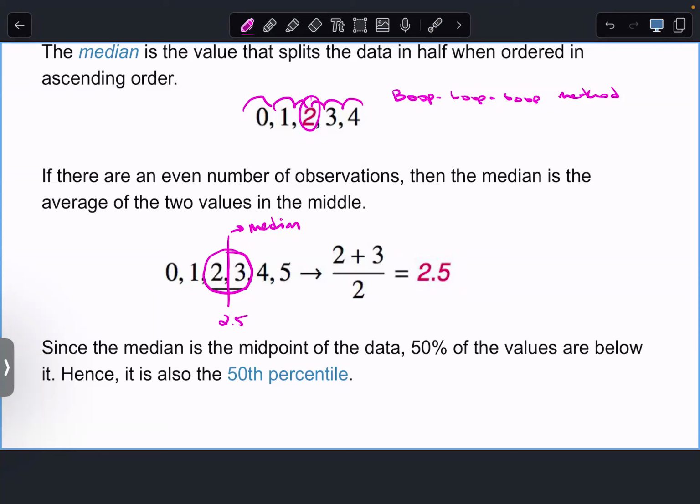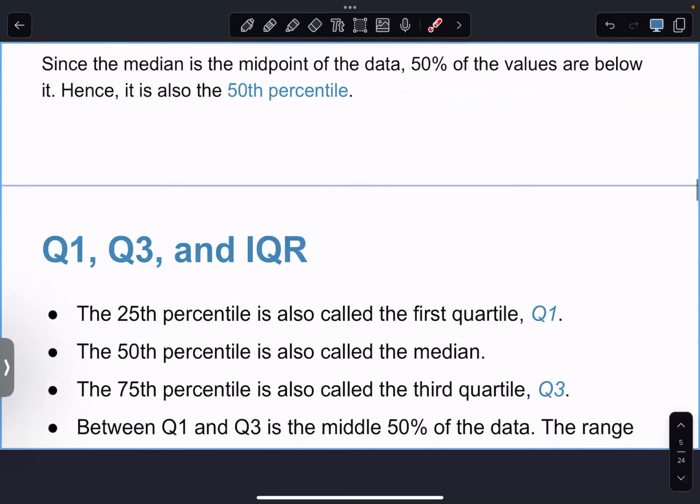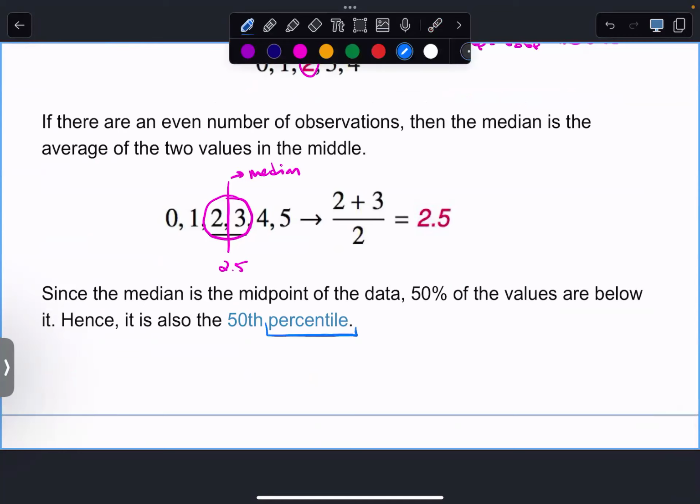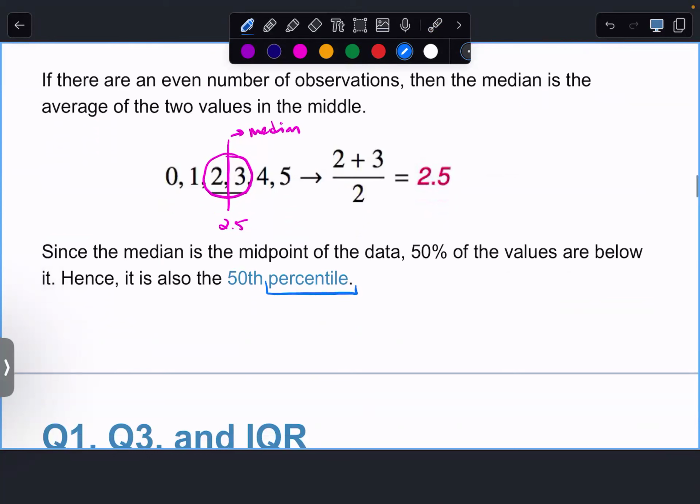So we can call this the 50th percentile. In general, a percentile, you might be familiar with percentiles already. The 50th percentile has 50% of the data below it, right? So the Pth percentile has P% below this point, right? So the median splits your data in half, so you have 50% below it, therefore 50% above it, right?